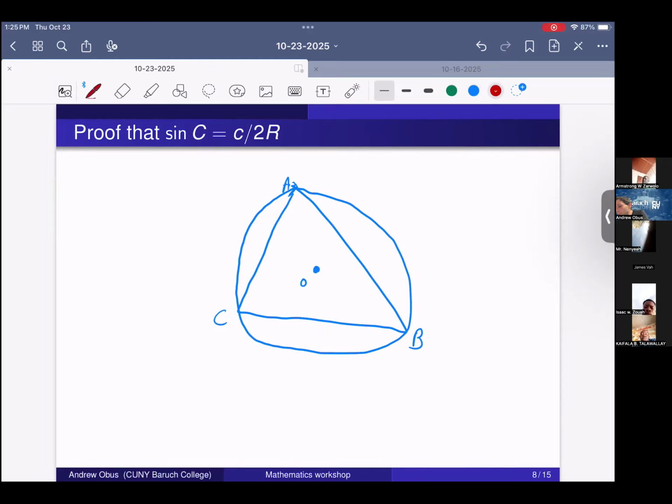And what I'm going to do is draw the diameter that goes through the point A. I'm going to draw this diameter here, and this is going to hit the circle at a point over here, which I'll call D, and then I'm also going to draw this line from D to B.